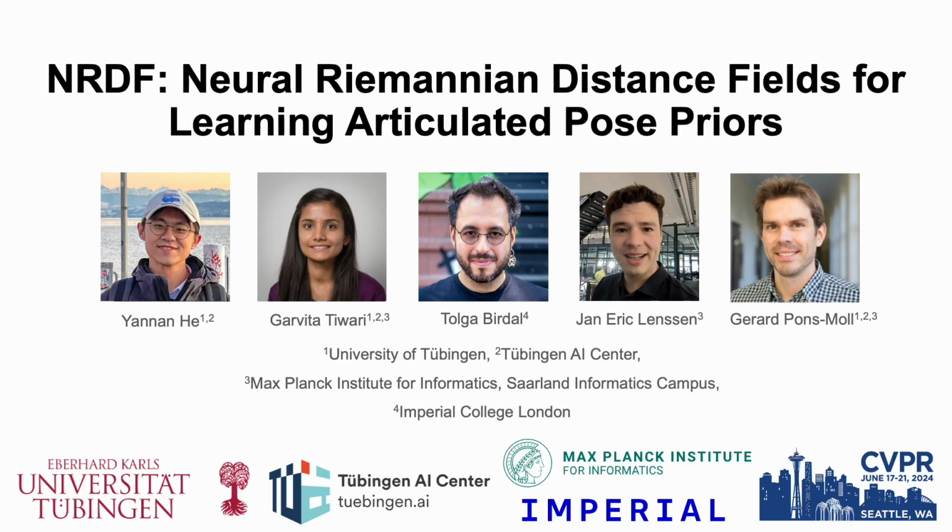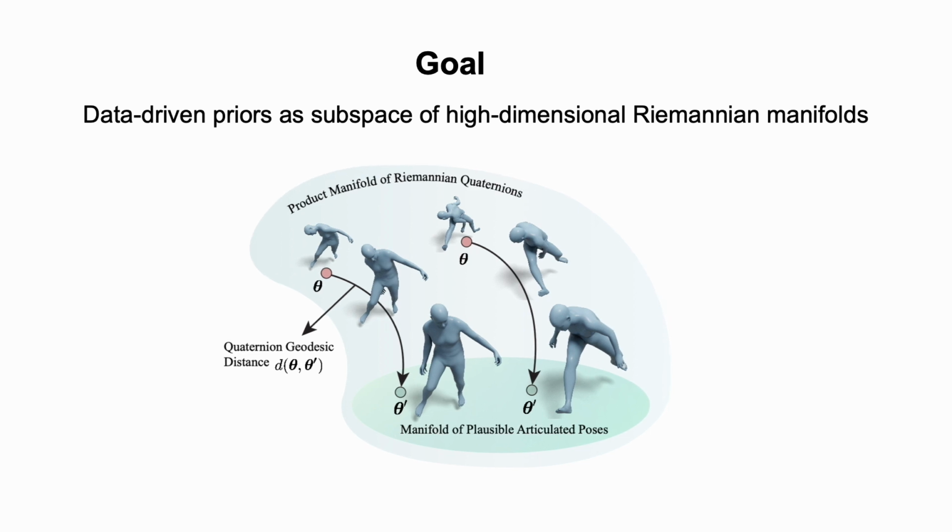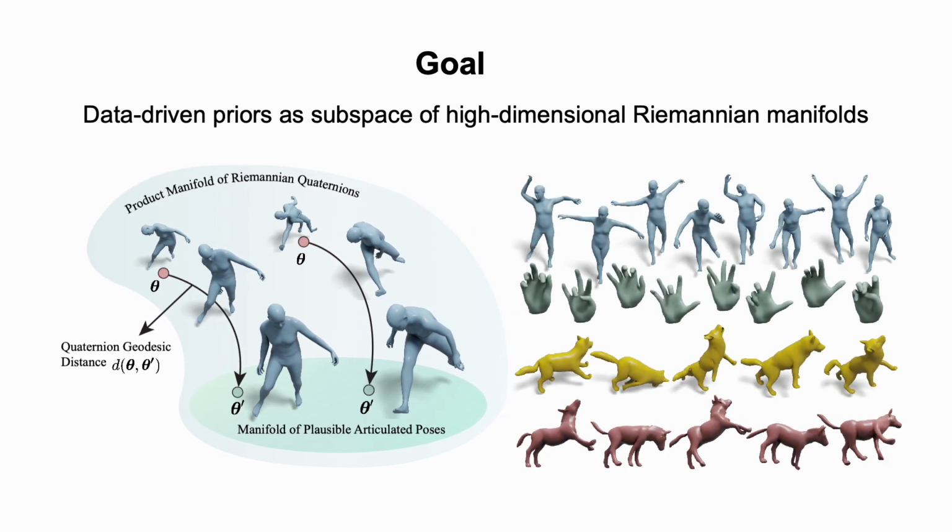We present NRDF, Neural Riemannian Distance Fields for learning articulated pose priors. Our goal is to learn data-driven priors modeling the space of plausible articulations, represented as the zero-level set of a neural field in a high-dimensional space. The learned priors can effectively model the pose of different articulated shapes.